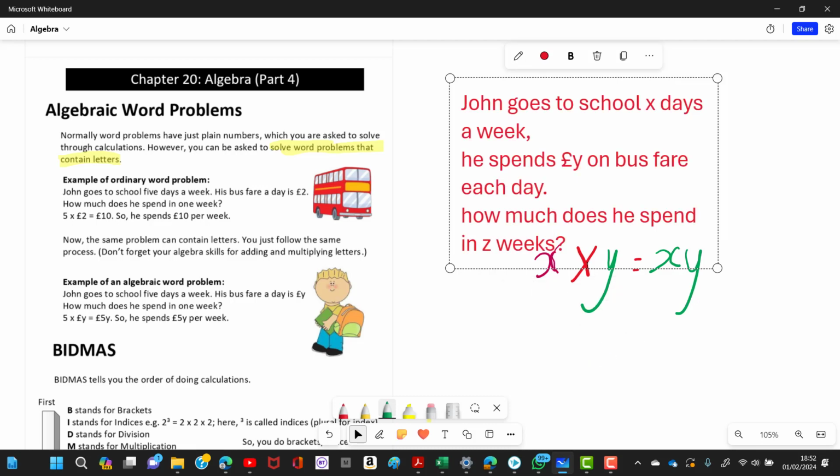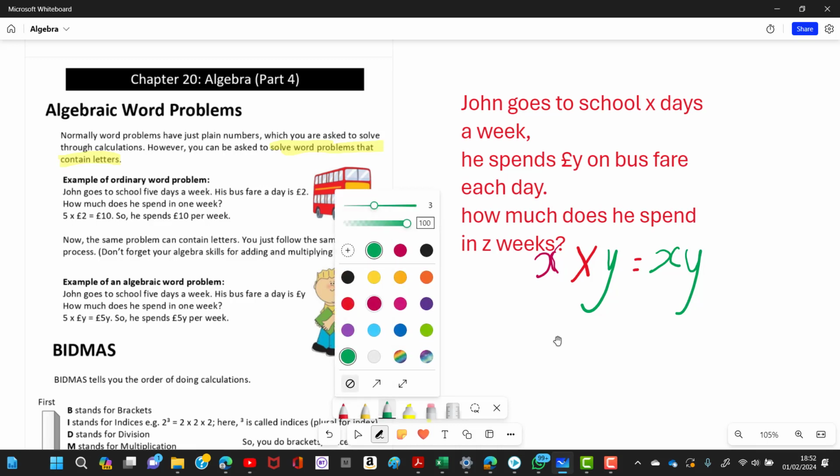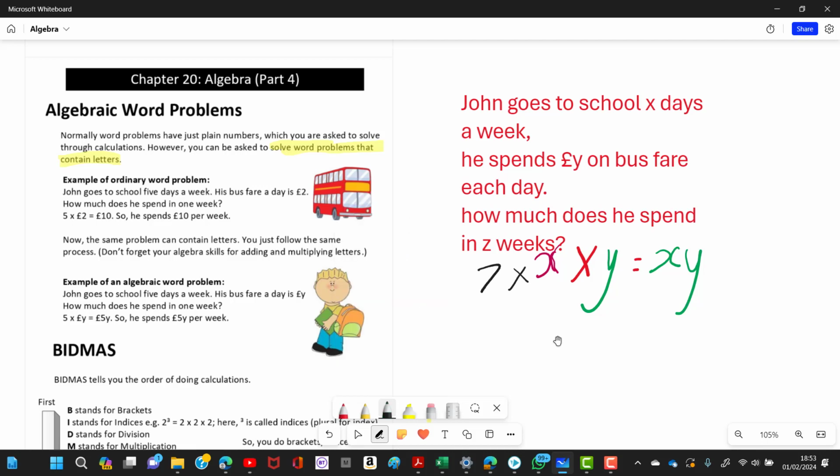How much in Z week? Okay, so this time X is staying there, the Y is there, but instead of times 1, because it's only 1 week, we put times Z. Let's do this color here, times Z. So Z times X times Y is XYZ.